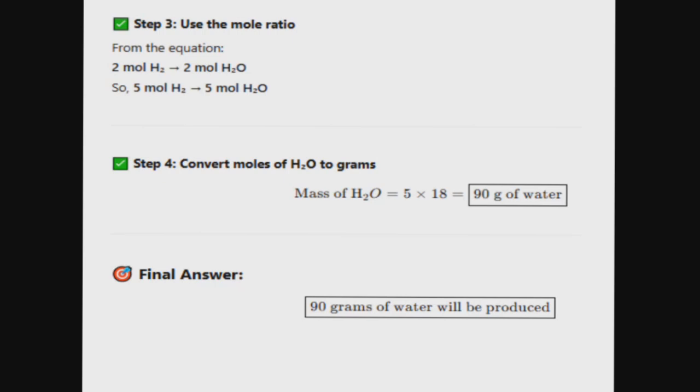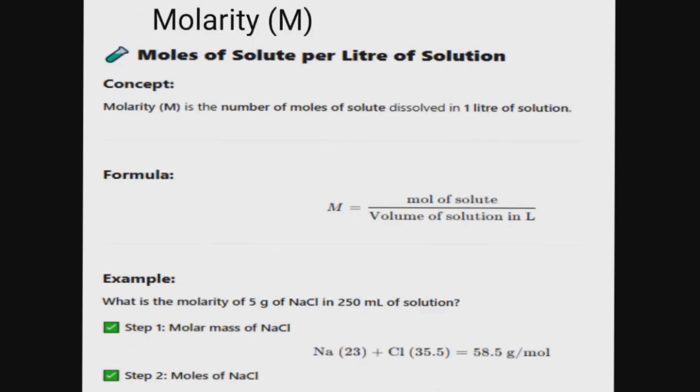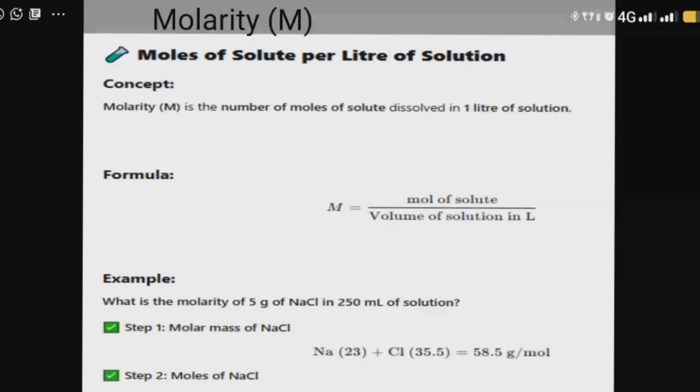So it takes 90 grams of water to be produced from 10 grams of hydrogen, or it takes 10 grams of hydrogen to produce 90 grams of water. So that's all we're trying to say from that angle, or from that answer.